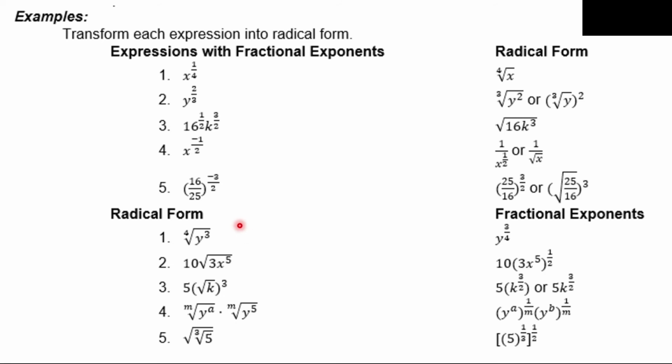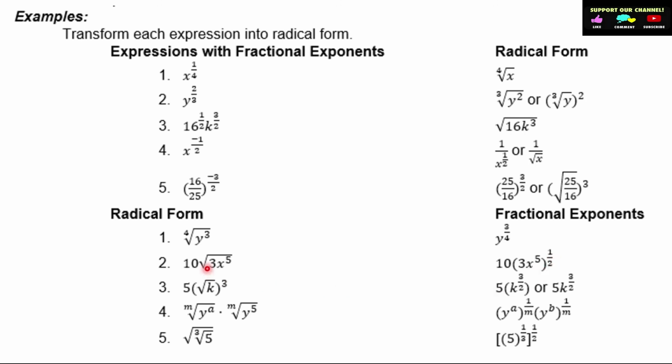Then radical form. So, radical to exponential. Number 1, 4th root of y cube. Kopyahon na nimo y, then 3 over 4. Number 2, 10 square root of 3x to the power of 5. Remember nga si 10 nalayo na sa gawas. So i-remain na ni sa gawas. Then kopyahon nimo ang 3x to the power of 5. Imo i-close in parentheses. Then raised to the power of 1/2.